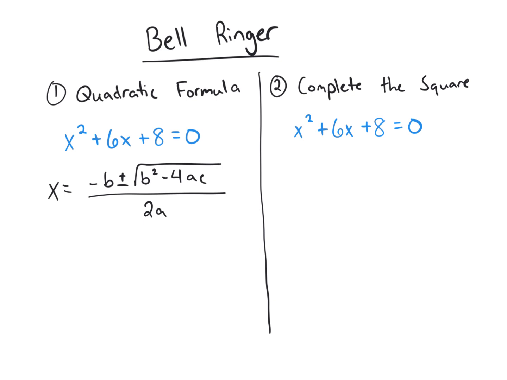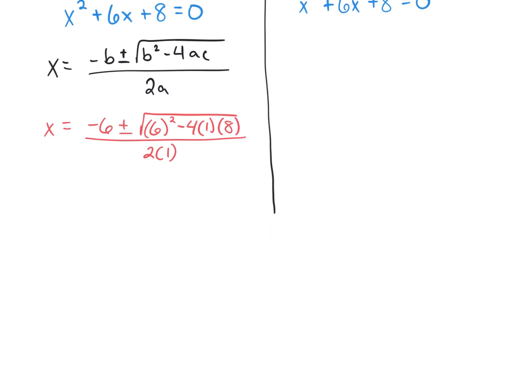Okay? So we have x equals, what's my b value? 6, so the negative of that is negative 6, plus or minus the square root. B is 6 squared minus 4 times, what's A? 1. What's C? 8, and then we have divided by 2 times 1. Okay, biggest step is just filling it in. Now we just have to evaluate and solve. So we're focusing on the square root.